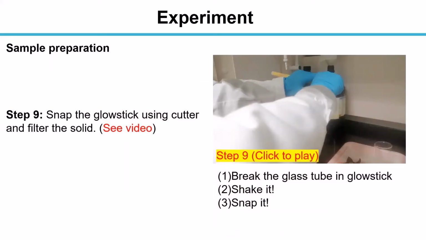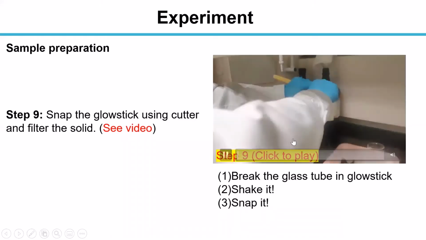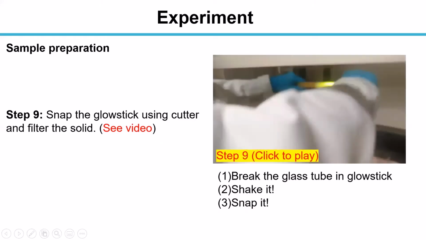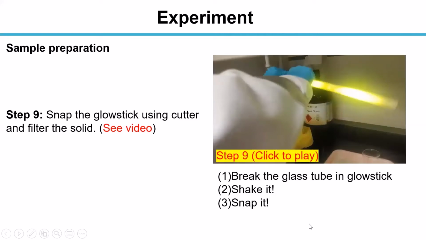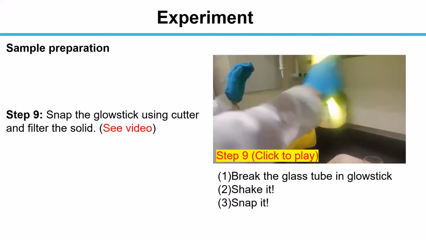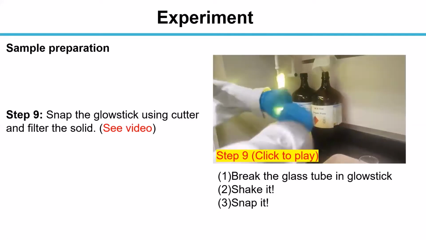Now, we will break the glass tube in glow sticks. After shaking it over and over again, snap the glow stick using cutter and filter the solid until all the liquid is added into the flask. For this procedure, please see video for the detail. Now we snap it. We can see it emit very bright luminescence.